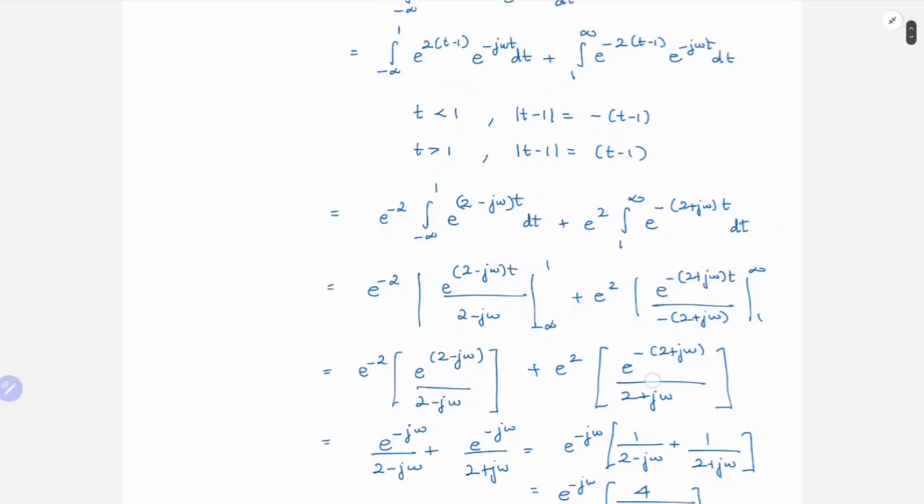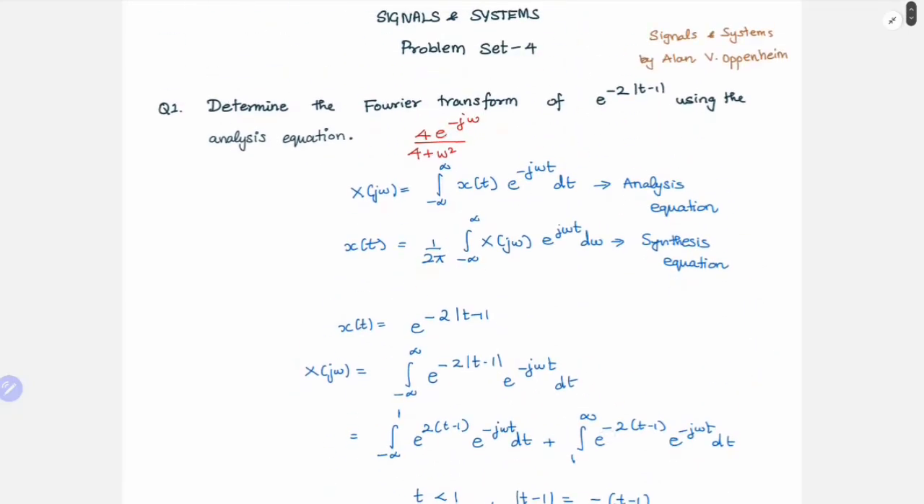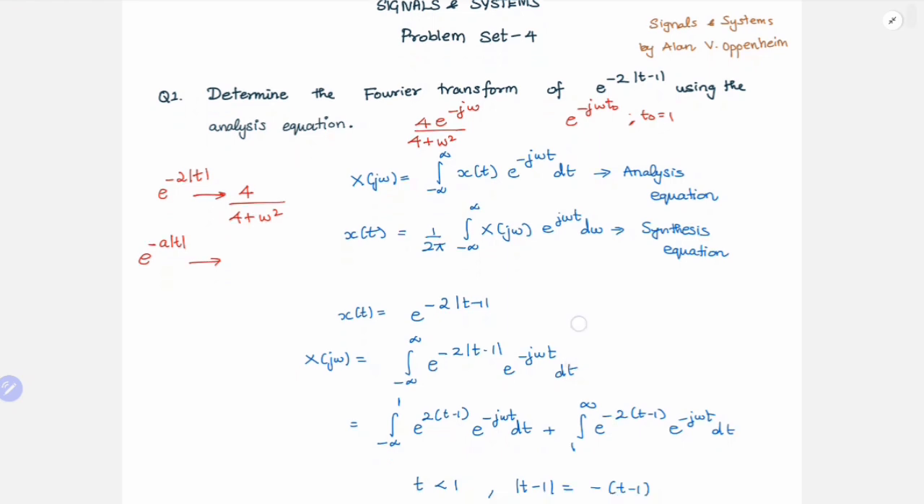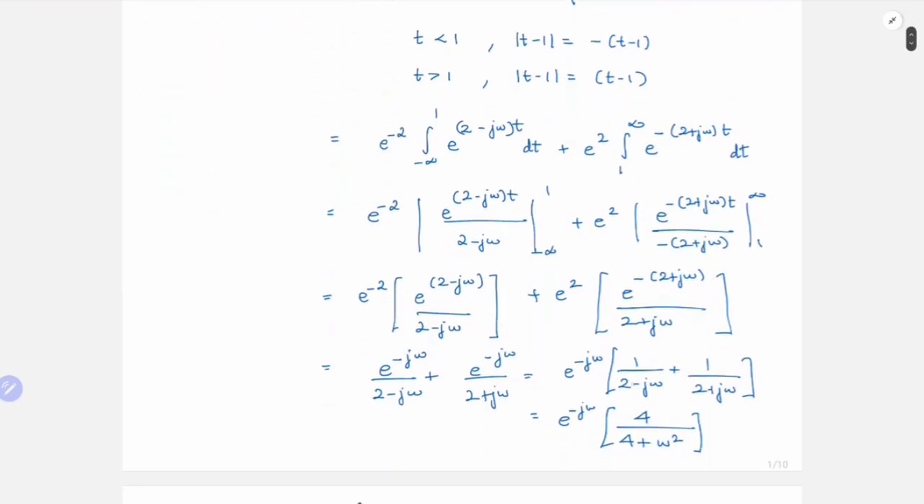Right? So you can see why this minus j omega factor comes, because it is time shifted by 1, right? So we get the factor of e power minus j omega t naught, and t naught is equal to 1 here. So what will be the Fourier transform of just e power minus mod t? This will be 4 by 4 plus omega square. So in general, if it is e power minus a mod t, what will it be? So here we can see, right, we'll get 1 by a minus j omega plus 1 by a plus j omega.